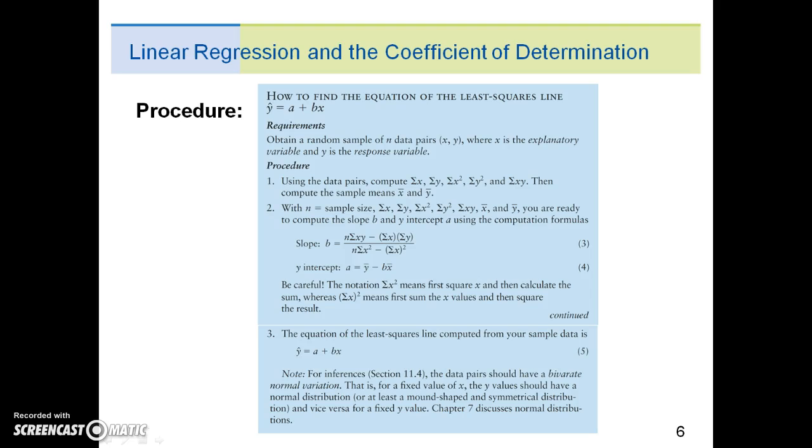Note that for inferences in section 11.4, the data pair should have a bivariate normal variation. That is, for a fixed value of x, the y value should have a normal distribution, or at least a mound-shaped and symmetrical distribution, and vice versa for a fixed y value. Chapter 7 discusses normal distribution.